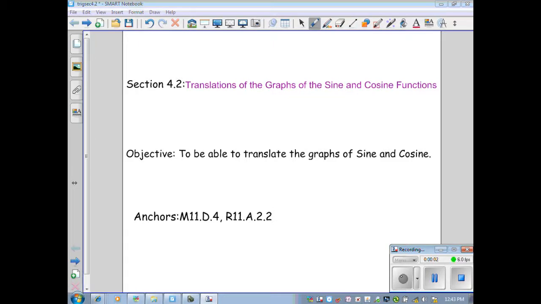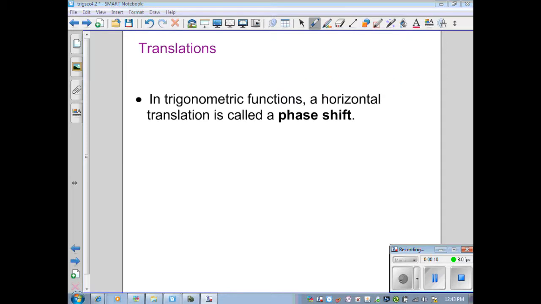Section 4.2, to be able to translate the graphs of sine and cosine functions. First, we have to define what a translation is. And in trig, when we translate a function, it's actually called a phase shift, which means we're going to move the function to the left or the right, depending on what happens to the interior of the function. And the easiest way to do that is to take a look at an example.